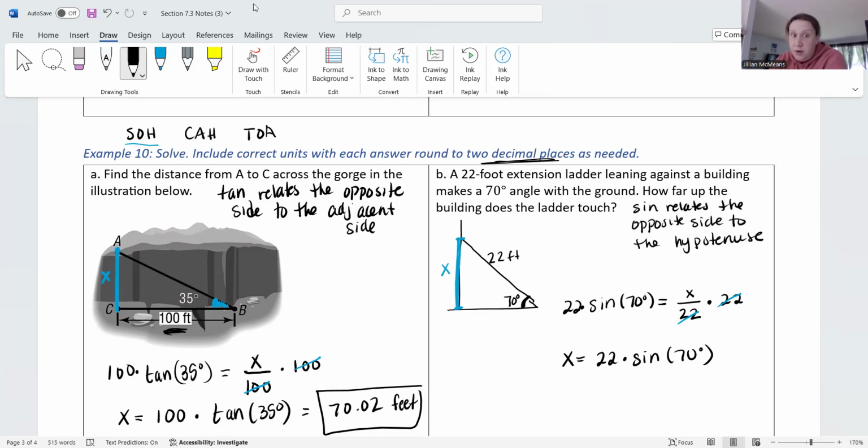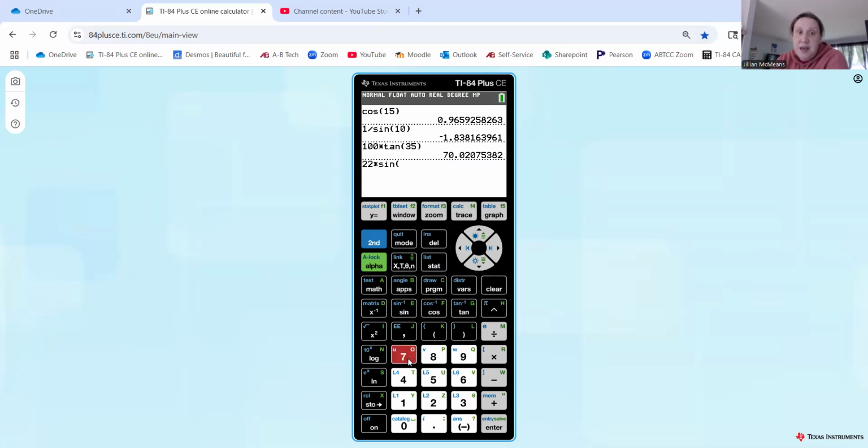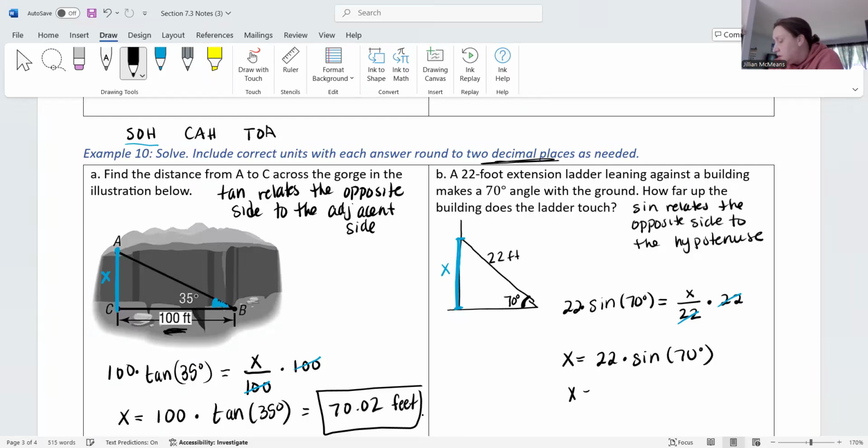I definitely converted my calculator to degrees, but you need to get in the habit of checking. So let's just check. Our calculator is definitely in degrees mode, so we're good. I can hit second, quit. Now remember, we had 22 times sine of 70 degrees. Hit enter, and let's round to 2 decimal places again. So we get 20.67. Okay, 20.67 what? Well, x equals 20.67 feet up the wall.